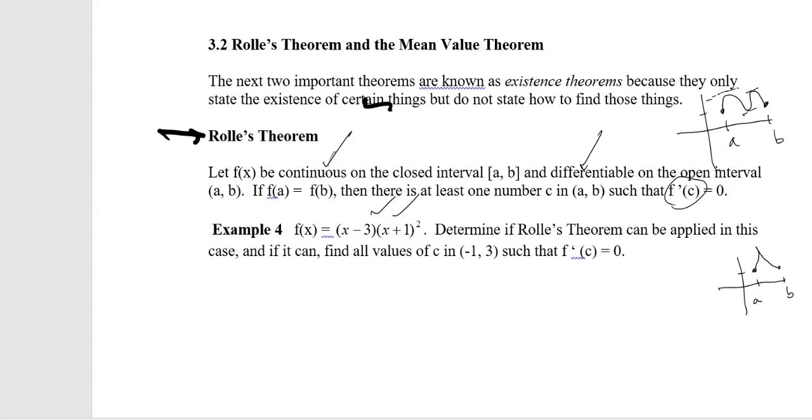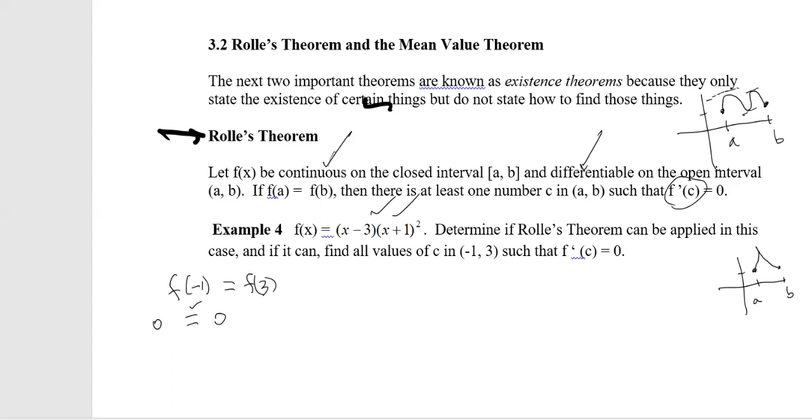Third, a and b. Calculate f of negative 1. Does that equal f of 3? That's our third condition. So let's see if that's true. We have f of negative 1 is 0. f of 3 is 0. So it is true. So that means that there's going to be a number between negative 1 and 3 where the derivative of f is actually equal to 0.